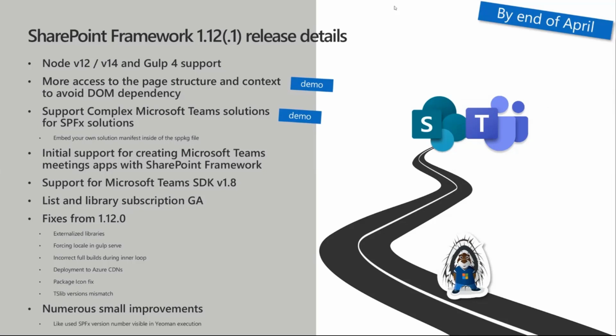Something which is new on this list is also the list and library subscription general availability. So previously, you were able to associate your web part to be, let's say, subscribed to events from document libraries in SharePoint sites. But now you can actually do that for lists as well. So you're basically able to say whenever a new item is added on the list or a library, or whenever there's a property change or an item modification in a list, your web part will get notified.